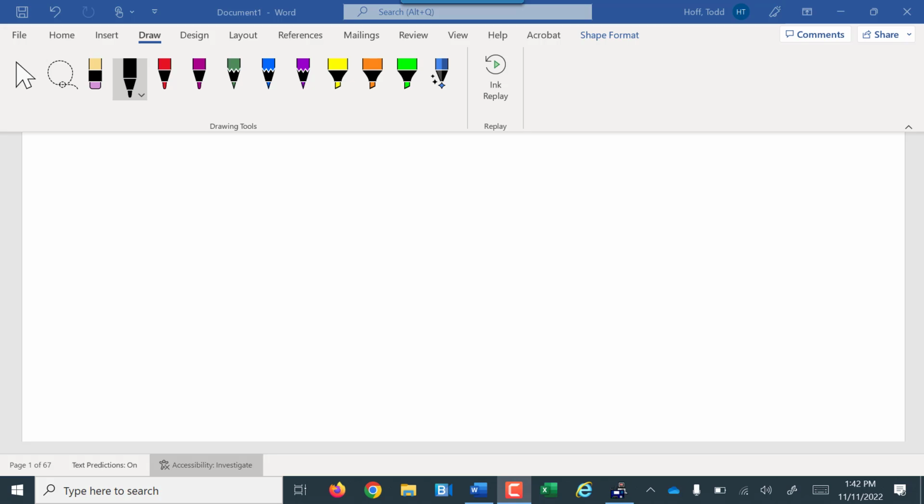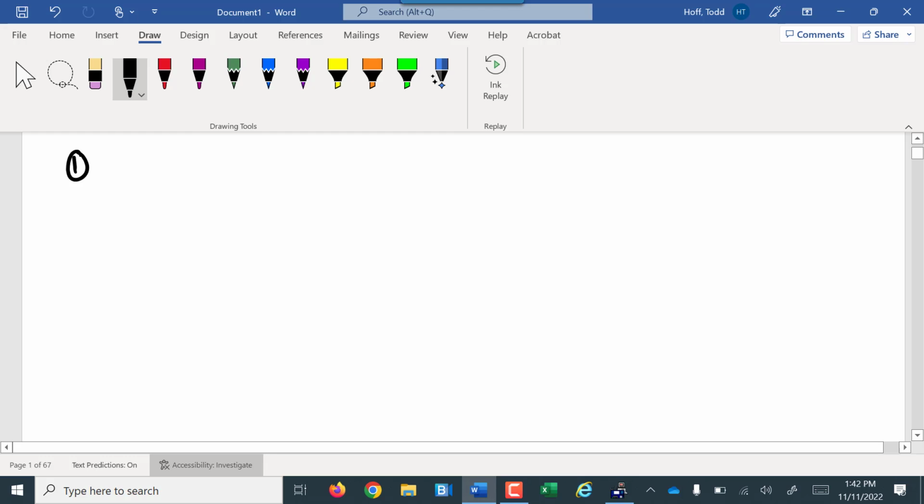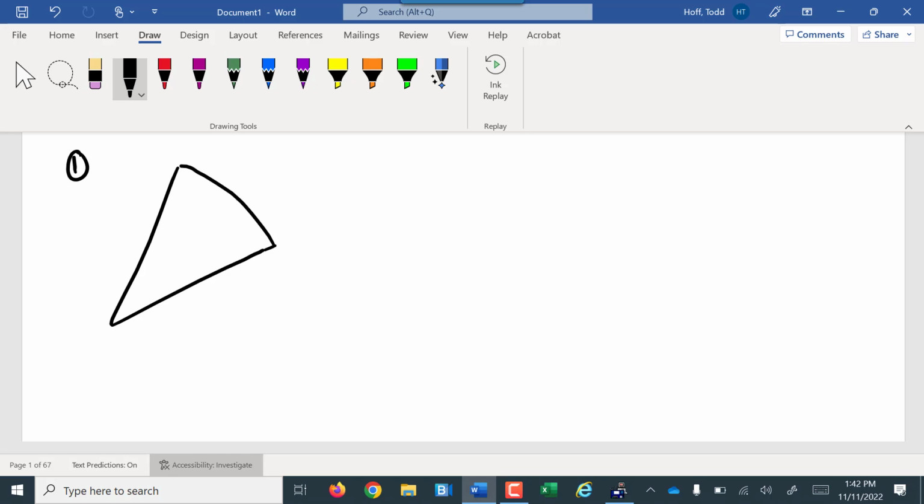Hey, I want you to try a couple now in your notes for us. So I want you to find the perimeter and area of this. That is a portion of a circle. This here would be the center of a circle. And I want you to find the perimeter and area of this.